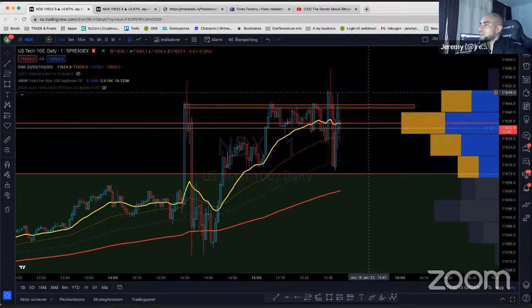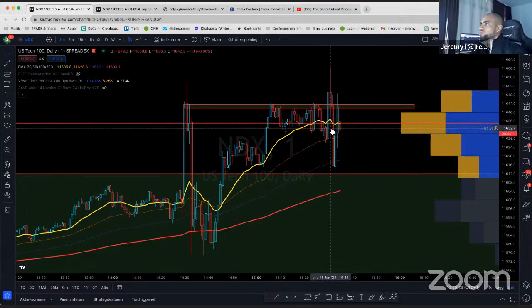With that said, by letting it retrace, exactly, let it retrace. And the zone for entering this trade that you want to have is here at 11,633.